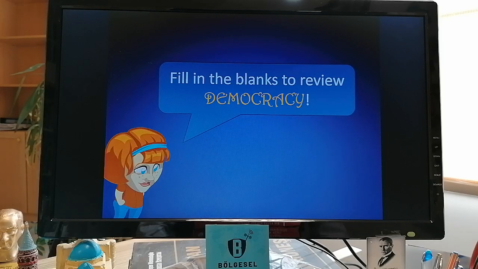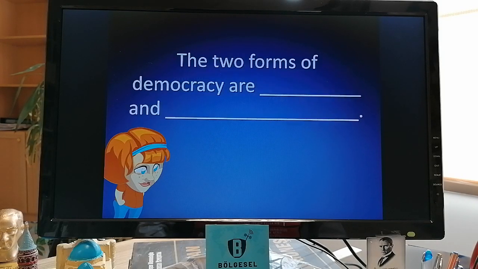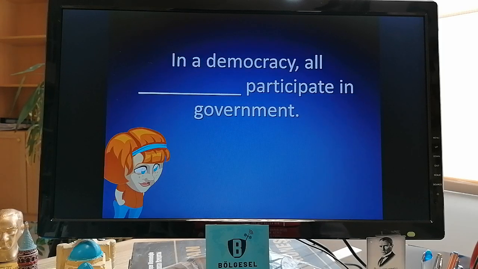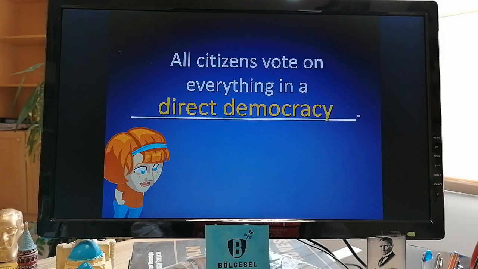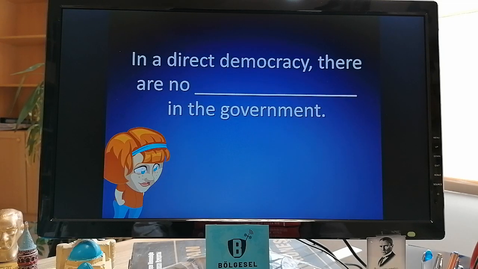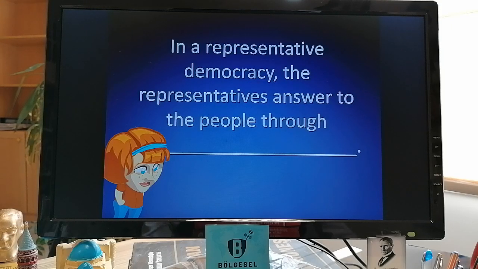Now let's fill in the blanks, guys, to understand democracy. The two forms of democracy are, all right, I have your answers: direct and representative. In a democracy, all citizens participate in government. I give you some time. Okay, citizens. All citizens vote on everything in a direct democracy. This is the answer, which you know anyway. In a direct democracy, there are no representatives in the government. I know, you gave the right answer. Representatives. In a representative democracy, the representatives answer to the people through, of course, regular elections.